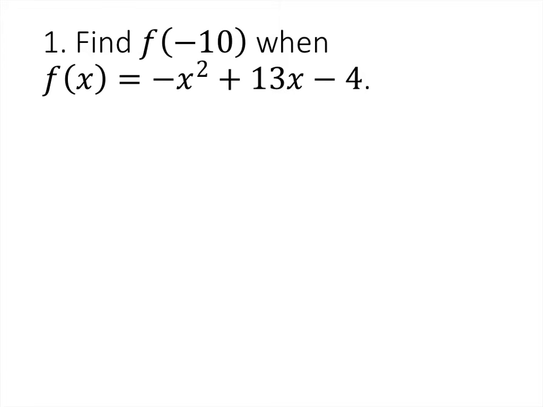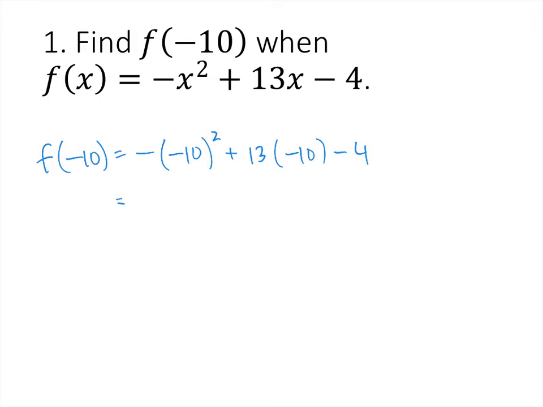For this first problem, we're given a function and we're asked for f of negative 10. So what we need to do is take the expression for f of x and substitute in negative 10 everywhere we see an x. We just have to be really careful with the parentheses here. Remember that as a general rule, whenever you substitute into a function, the thing that you're substituting in you should put in parentheses.